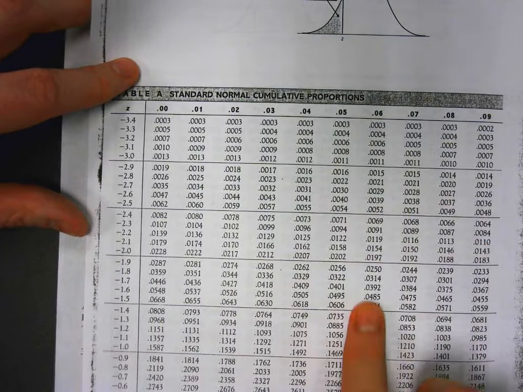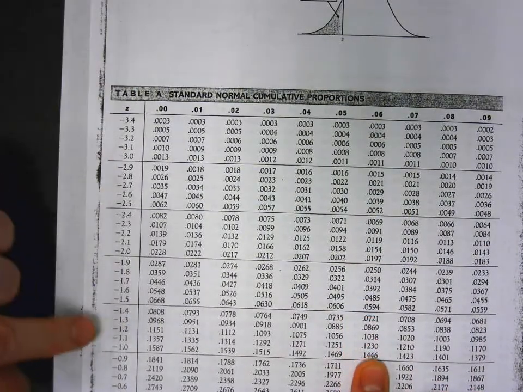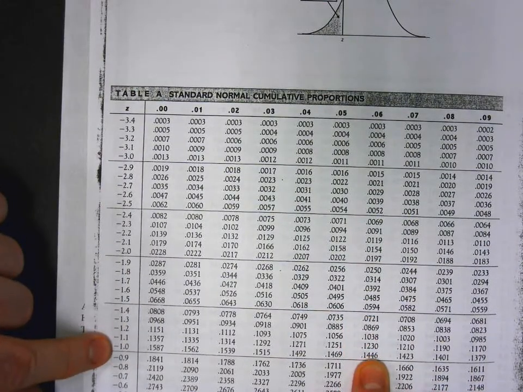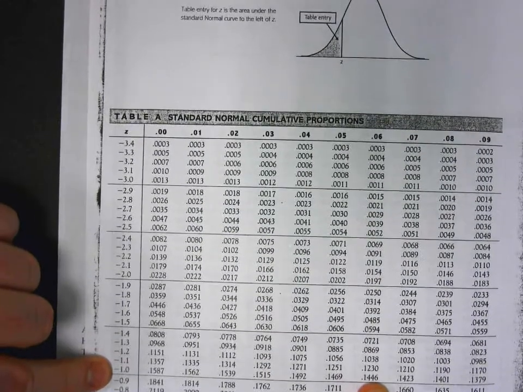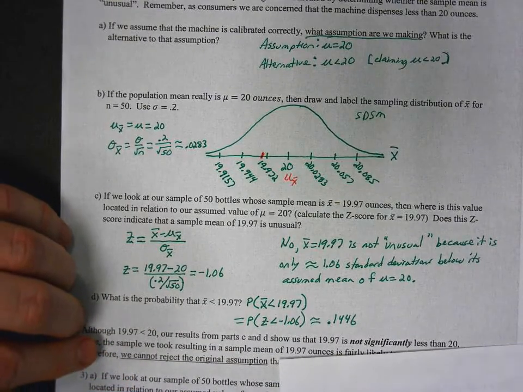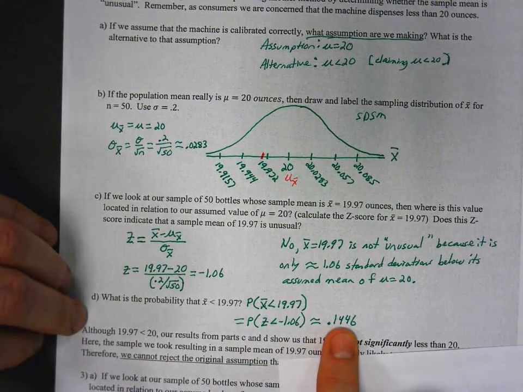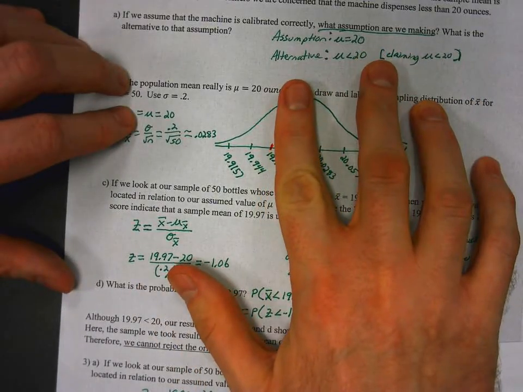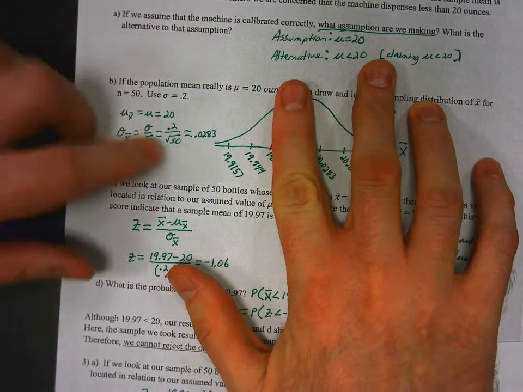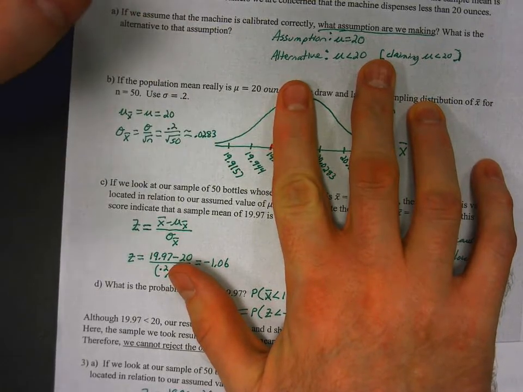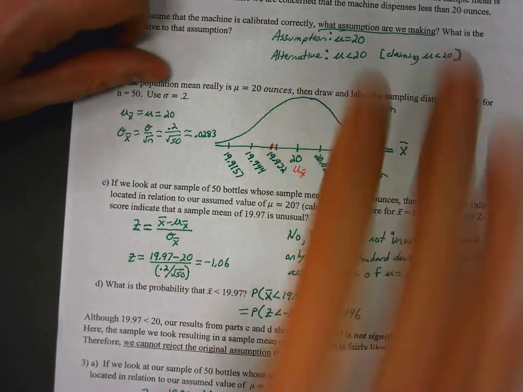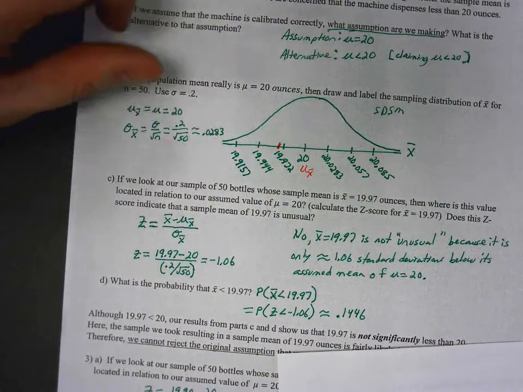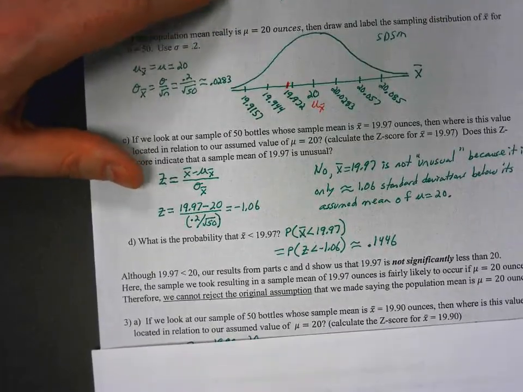Okay, so here's 0.6, and the negative 1.0 is down here. So that gives us 0.1446 for the area to the left of z equals negative 1.06. So there's our probability right there. So the area from our 19.97 to its left is 0.1446, or 14.46%.